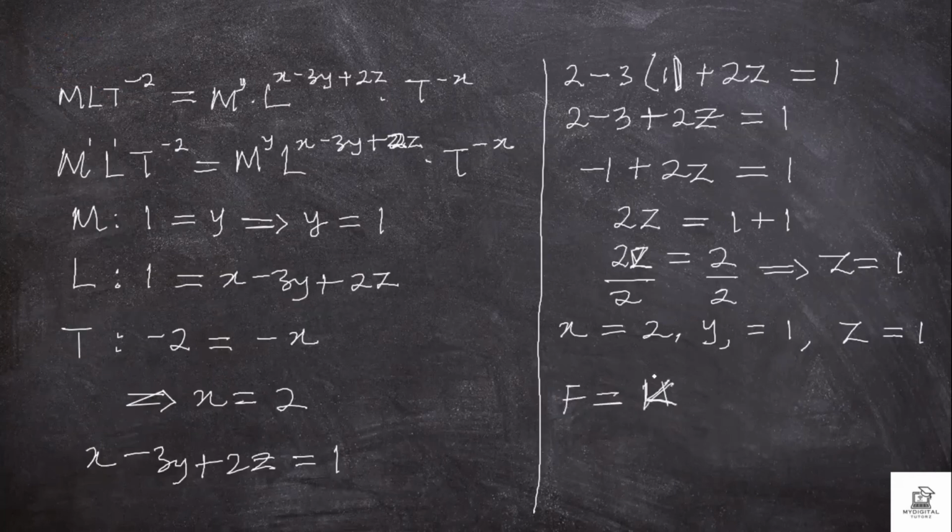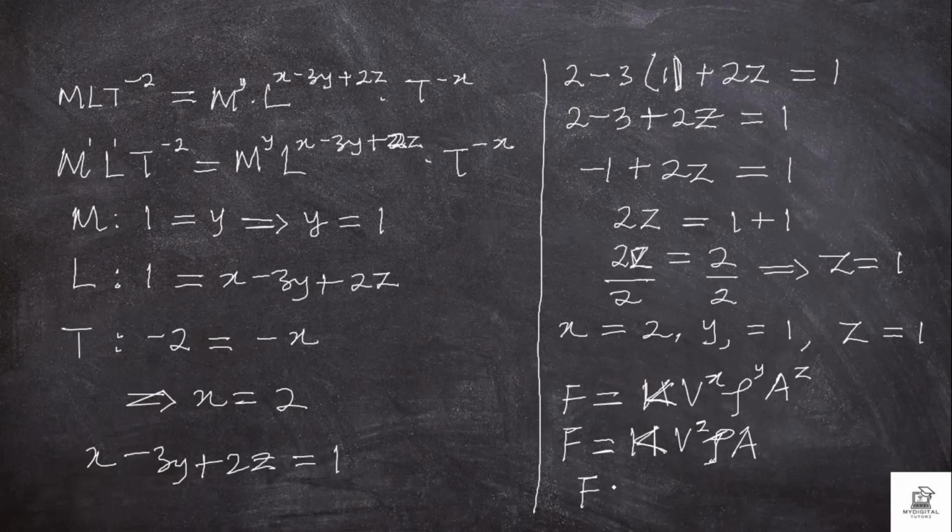F is equal to K V raised to power x, the density raised to power y, and the area raised to power z. So the formula now becomes F is equal to K V squared, rho raised to power 1 is rho, then A raised to power z, which is 1. So the expression is going to be F is equal to K, the constant, V squared, rho A. So this is what you get as the expression. I hope this is understood.